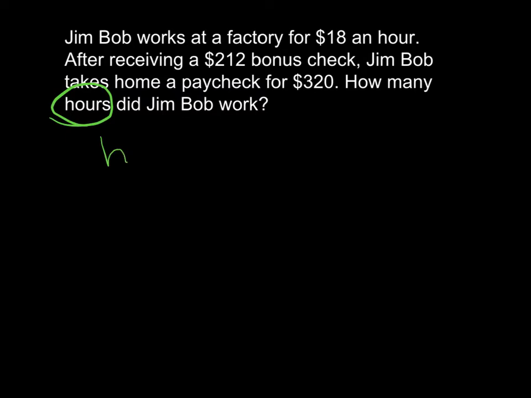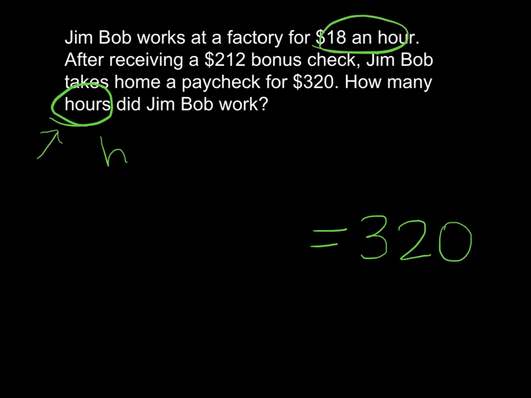We know that his total paycheck was $320. So that's what the entire equation is going to be equal to. We know that he makes $18 an hour. We're missing the number of hours, but we know each hour he makes $18 an hour. So we're going to take 18 times the number of hours he works.